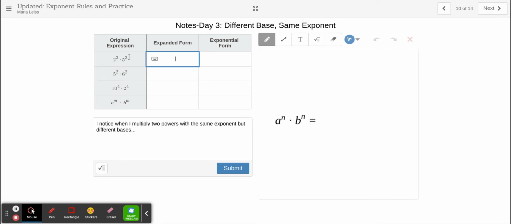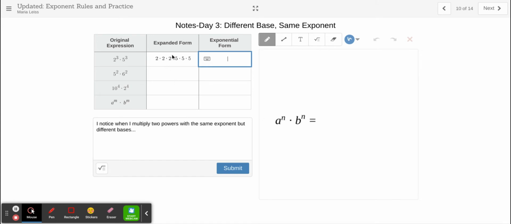So here's what's going to happen. We're going to take this 2 to the third and we're going to expand it. 2 to the third looks like 2 times 2 times 2. Then we've got 5 to the third, which would look like 5 times 5 times 5. So if I hit the equal symbol, then it leaves it like this. Now here's how this works.